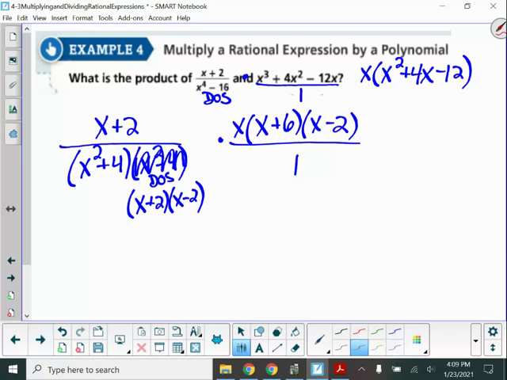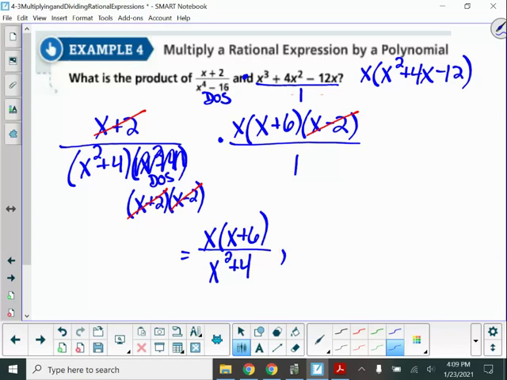Well, I have this x plus 2 and that x plus 2 are gone. This x minus 2, that x minus 2 are gone. So I'm left with, because there's nothing else I can reduce here, x times x plus 6 in the top and x squared plus 4 in the bottom.